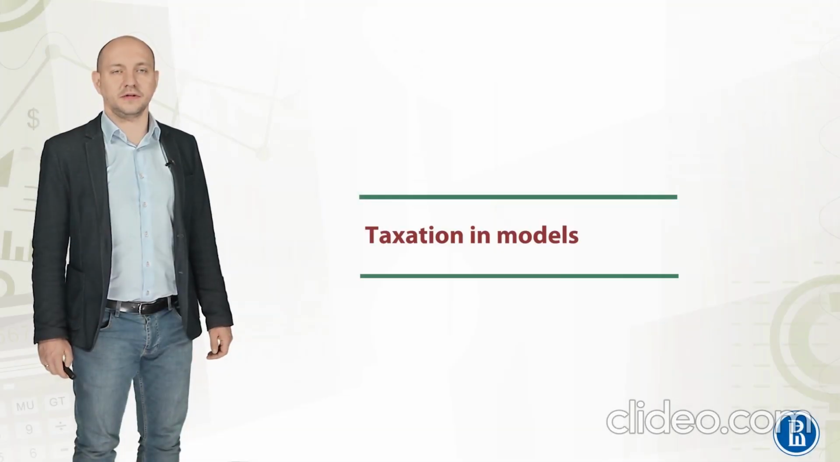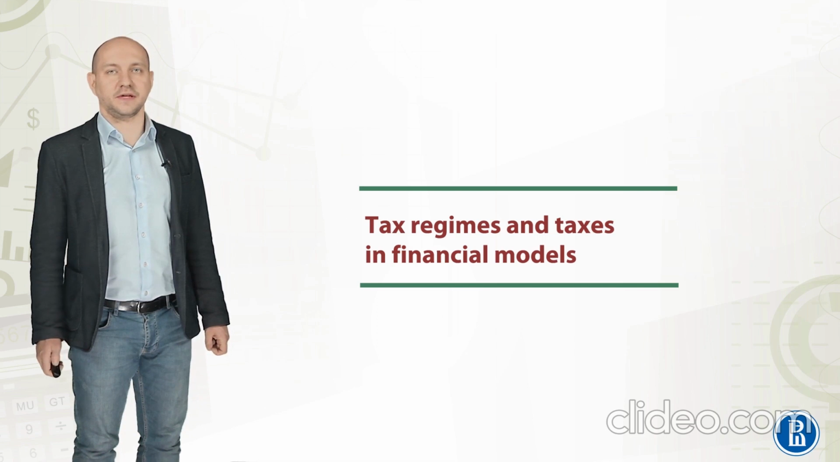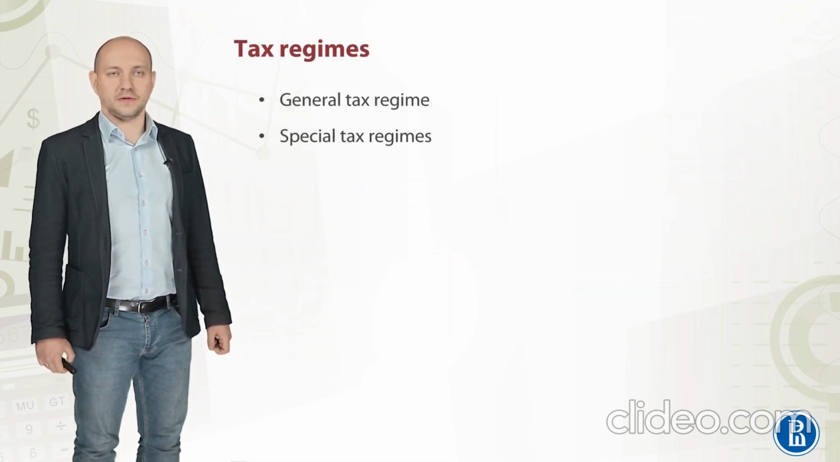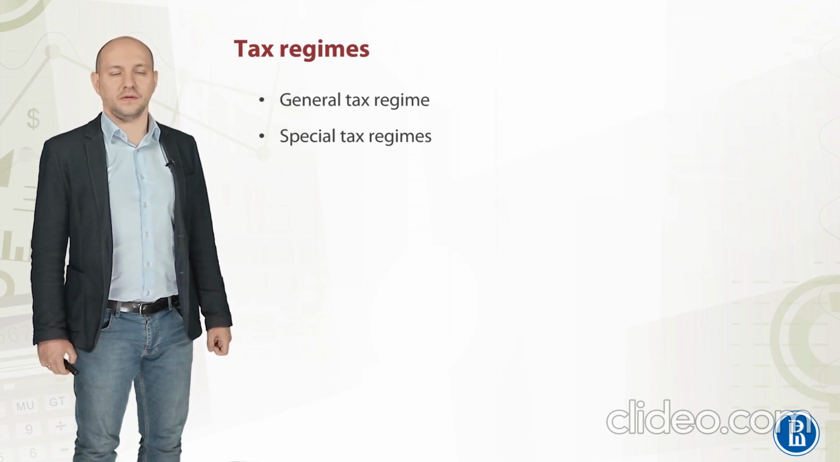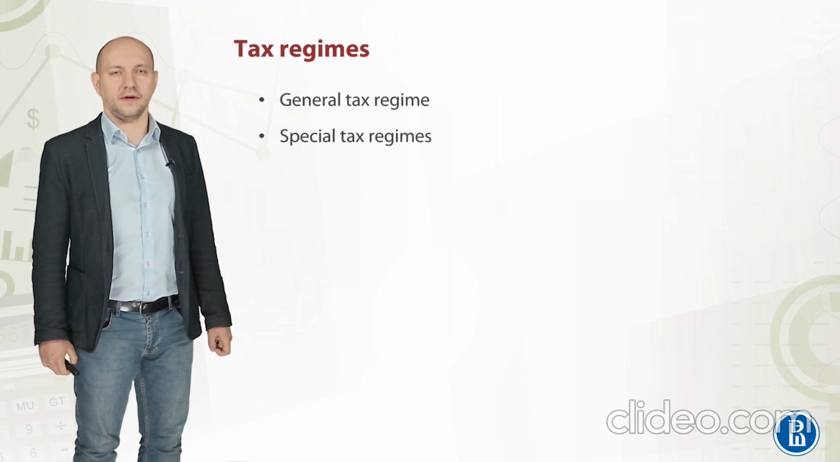Hello everybody, today we're going to talk about taxation in models. And to understand this question better, let's consider different tax regimes and different kinds of taxes that we can see in financial models. So first of all, tax regimes. Usually there are two kinds of tax regimes: general tax regime and special tax regimes. Let's have a look at them and understand better how they're different and why.